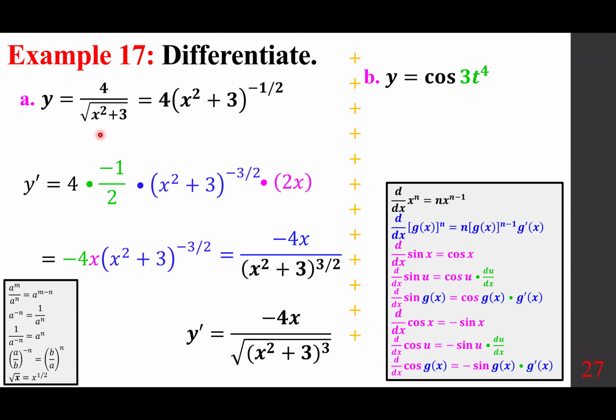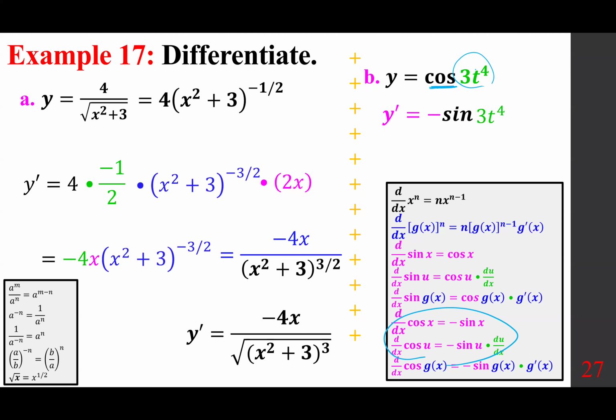Now, what about y equals cosine of 3t to the power 4? As I mentioned, anytime you're dealing with a trigonometric function, just look at cosine and pause. You know that the derivative of cosine is negative sine. And of course, you can't write it without its argument. So you must use the same argument.